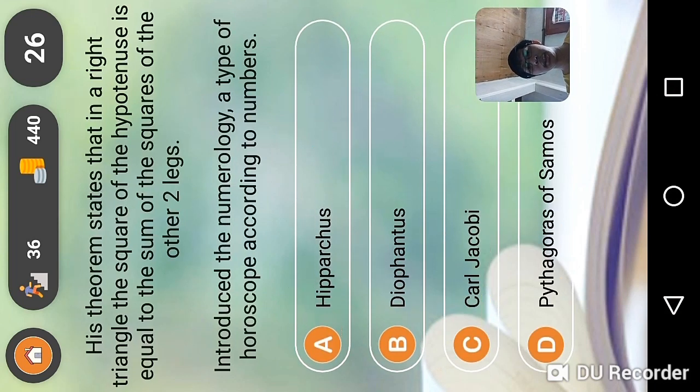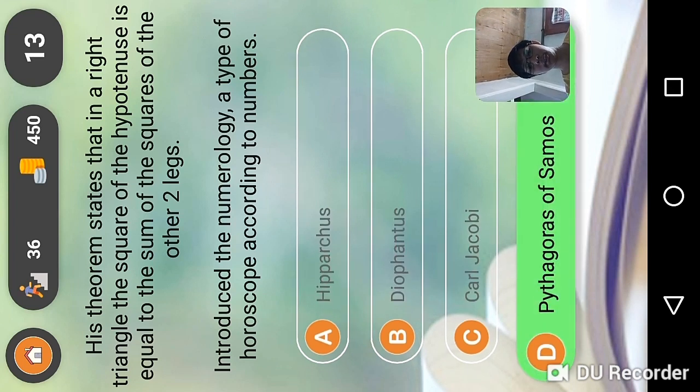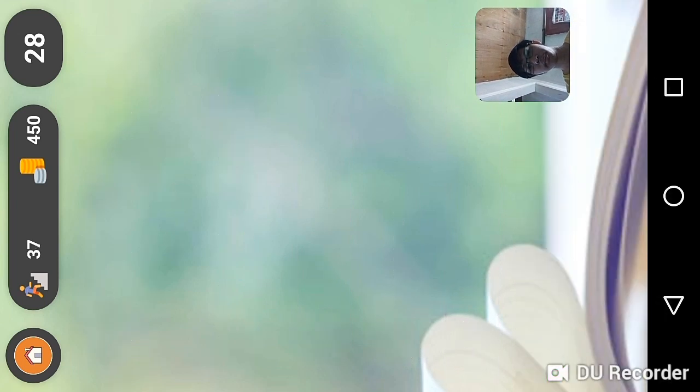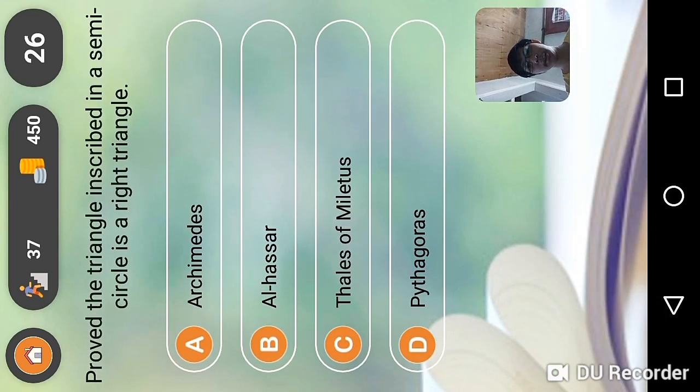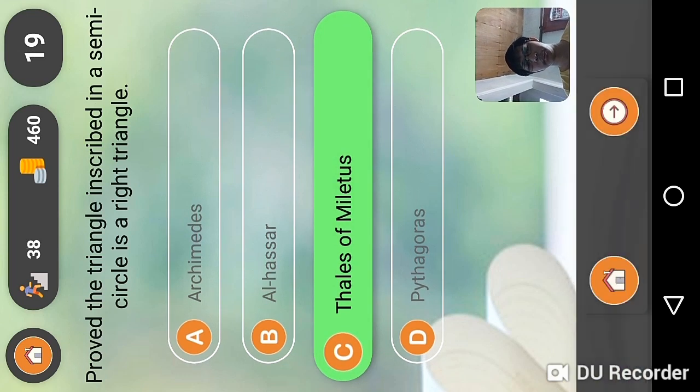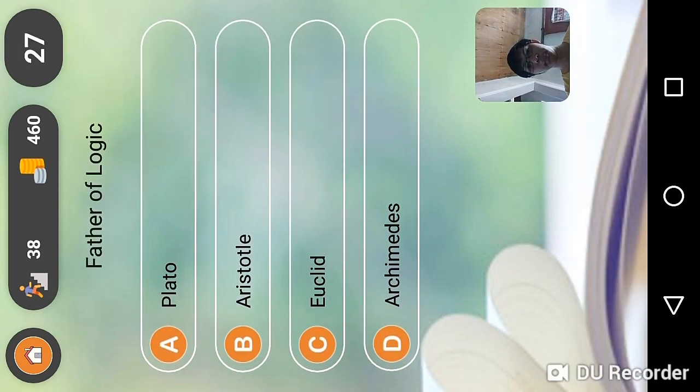His theorem states that in a right triangle, the square of the hypotenuse is equal to the sum of the squares of the other two legs. Introduced the numerology, a type of horoscope according to numbers. Kay Pythagoras. Prove the triangle inscribed in a semicircle is a right triangle. Kay Thales. Father of logic, si Aristotle.